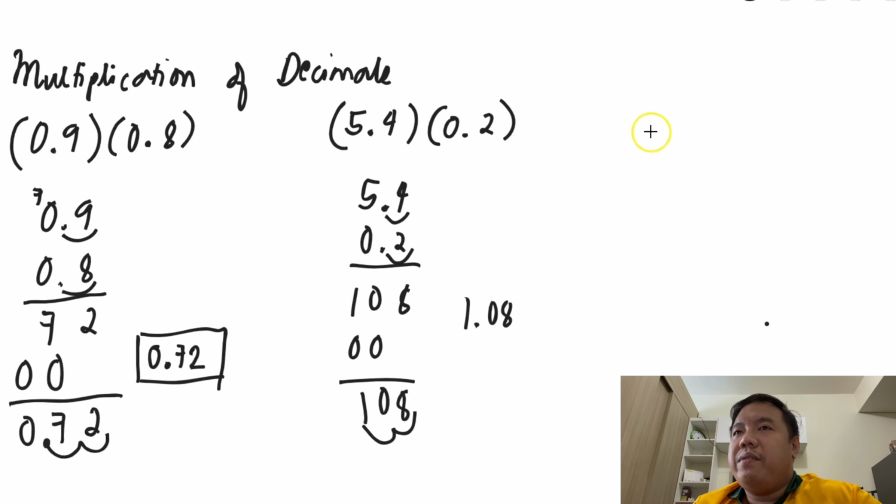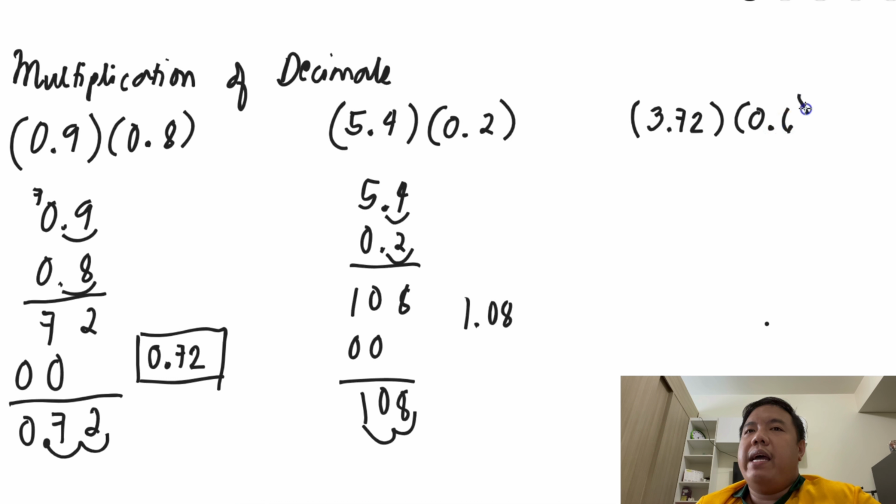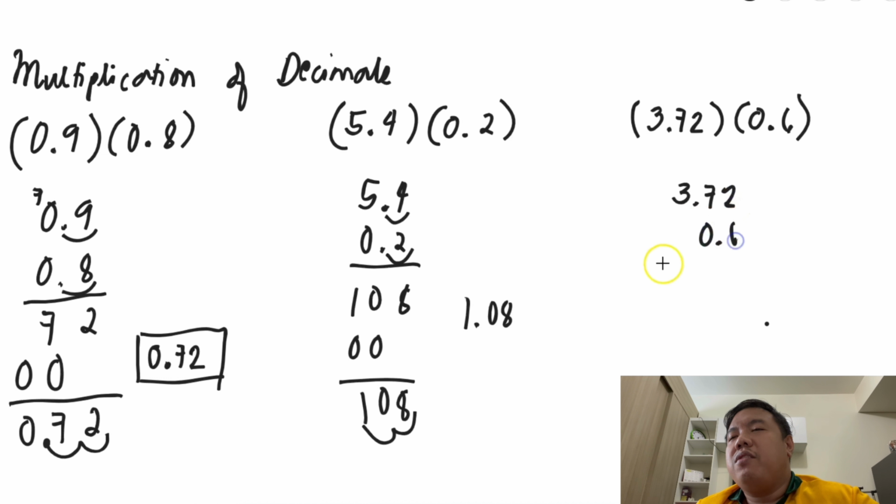And another example, if I have here 3.72 times 0.6. Paano po yan? 3.72 times 0.6. Dito, diba? Sabi ko nga sa inyo, dito sa hindi natin kailangan isipin yung alignment ng decimal point. Kailangan nating isipin paano po ba tayo ulit nag-multiply ng whole numbers.